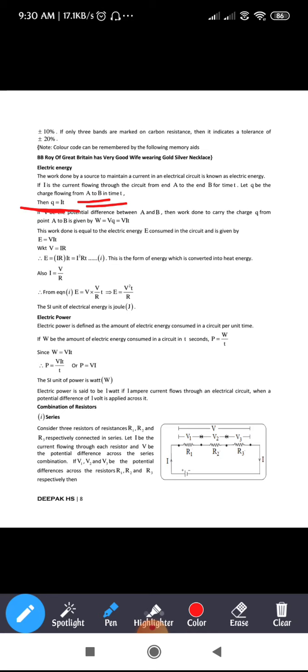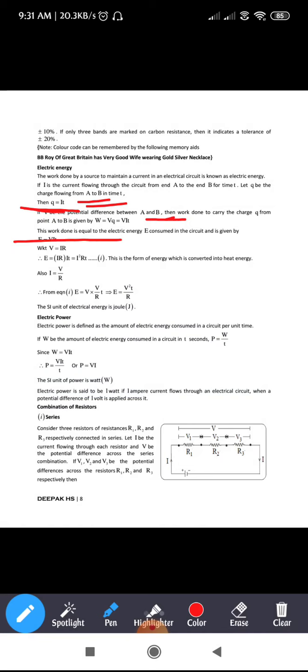When does the charge move? Only when points A and B have different potential. So there should be a potential difference between point A and point B. Only in that case does the charge move from one point to another. When the charge moves, we say that the current is flowing, right? So whatever work you do to move a charge from one point to another is expressed as VIT. That work done itself we call the electric energy consumed by the electrical appliances.